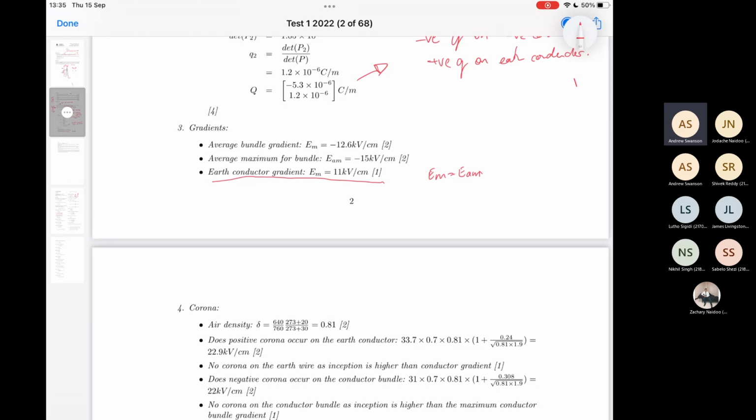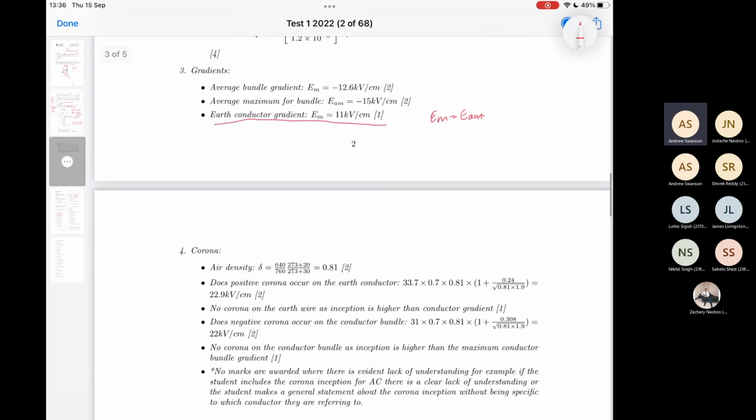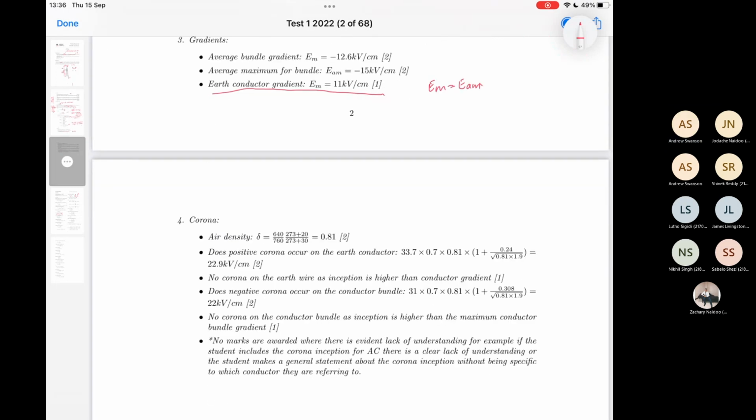you'll also notice the polarity of the electric fields. So for negative, it's negative. For positive, it's positive. So that's interesting that the earth conductor has a field of 11 kV. The pole conductor has 15 kV. So it's not actually as low as you would think.